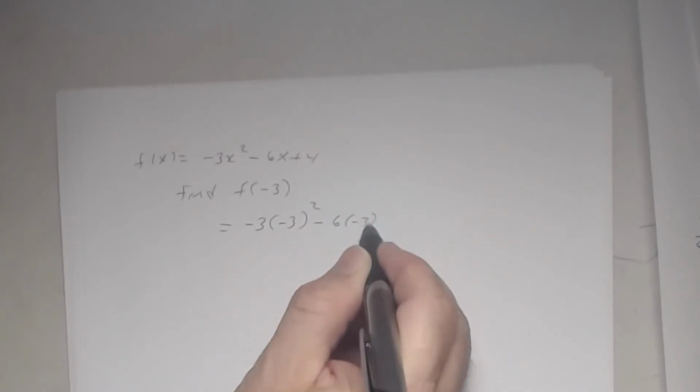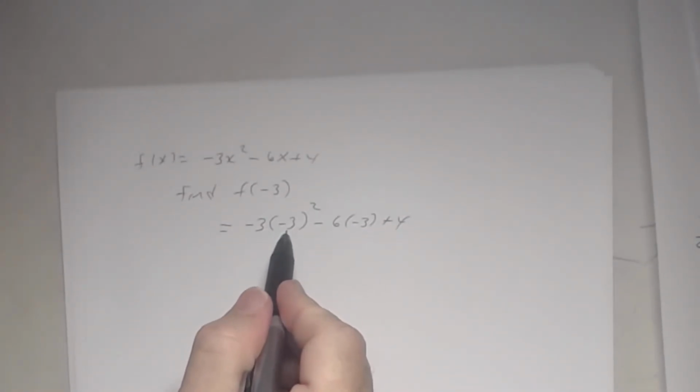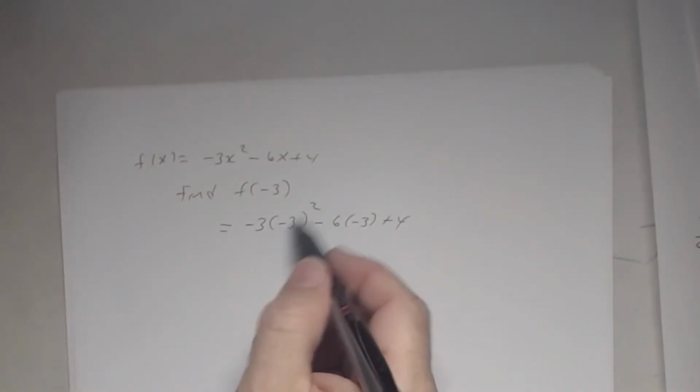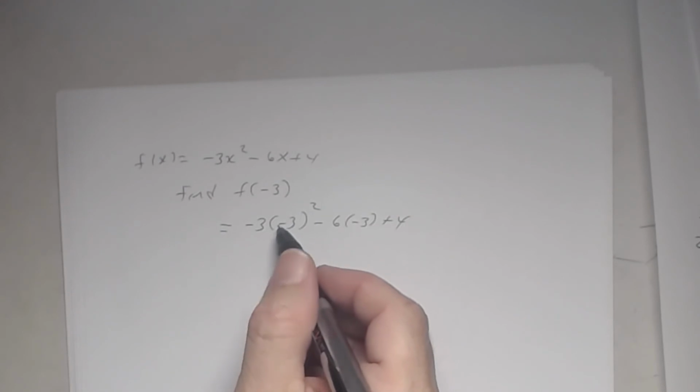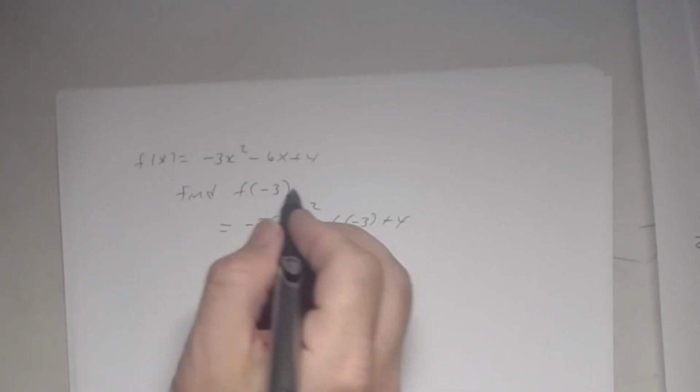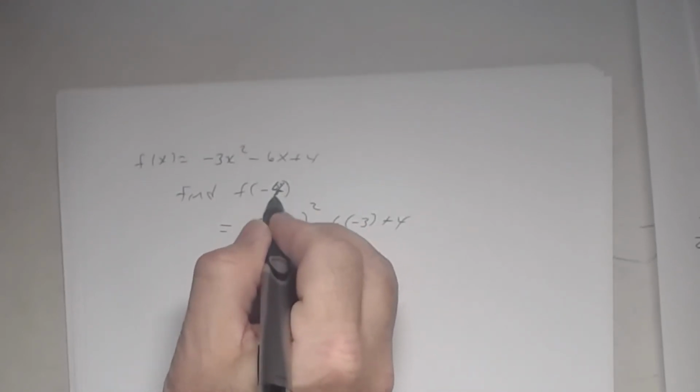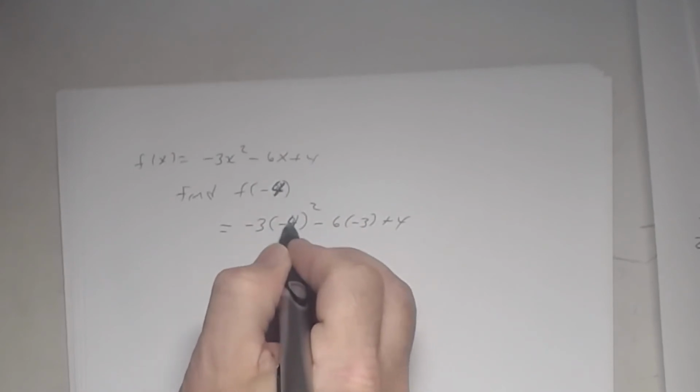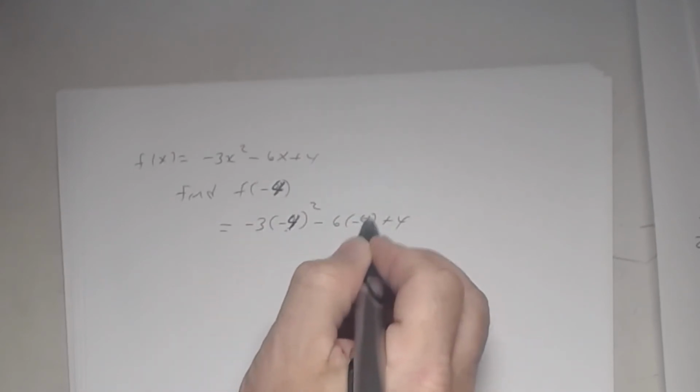Minus 6 times negative 3 plus 4, right? Now, what some of you did was you said negative 3 times negative 3 is 9, and then square that. That's not what you do. You remember the order of operations. You got to do the exponent first and then multiplication. Well, I should have used a different number. Let me use negative 4. Please show us where we went wrong. I'm about to.